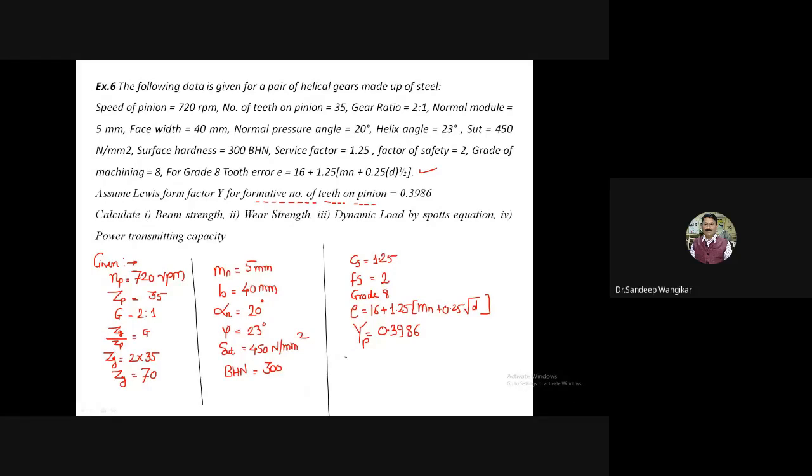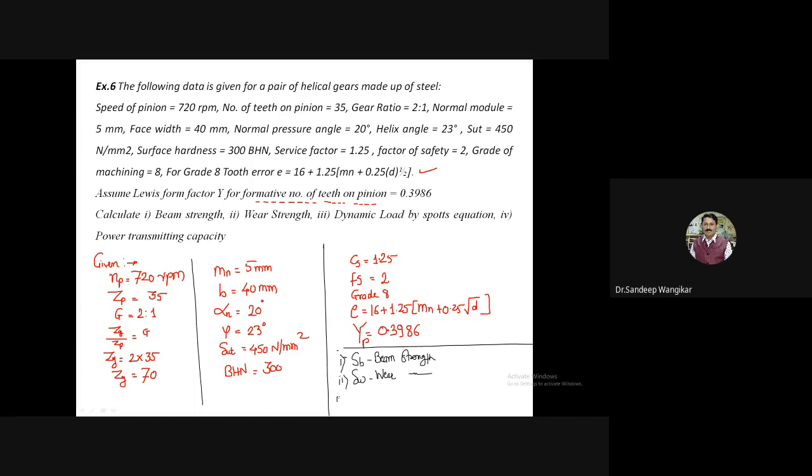So here if you refer, first we have to calculate the beam strength. We will not be writing the steps all again. We will be calculating SB, beam strength. Same as last case, SB is equal to Mn B sigma B Y. Second, we will be calculating SW, that is wear strength.